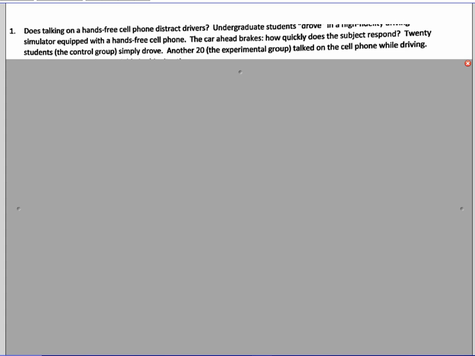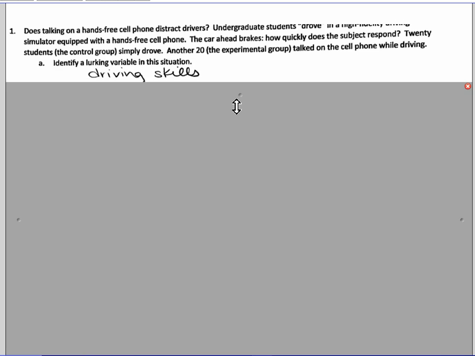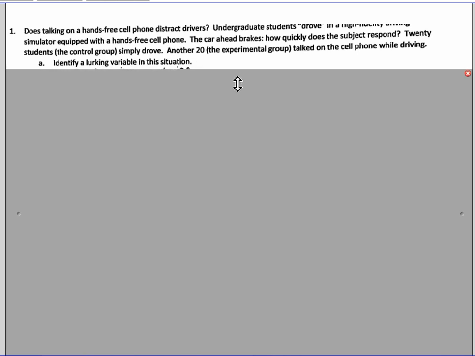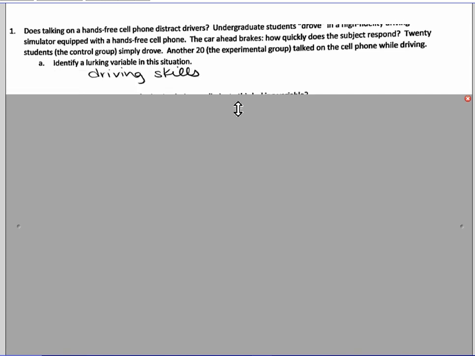Well, what's that called? That is a completely randomized design. I took my 40 subjects, half of them did one thing, half of them did the other, and then I compared the results, right? Great. But here's the problem. We have a big lurking variable in this situation. The lurking variable, or the confounding variable, is how good of a driver each person is, what their previous driving record might be, or whatever, their driving skills, right?